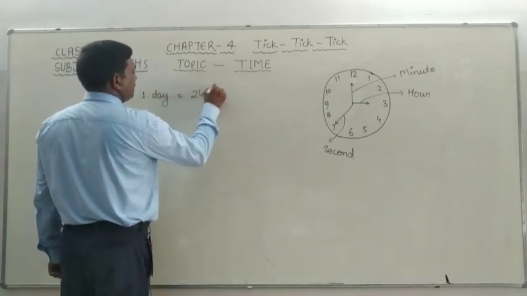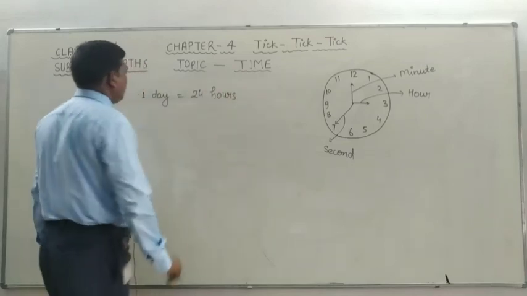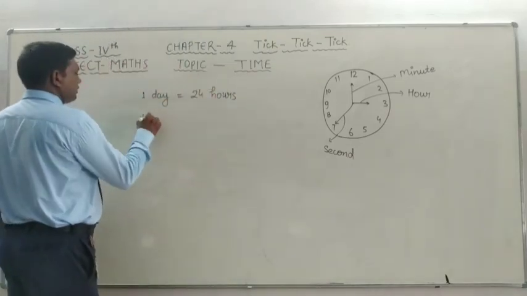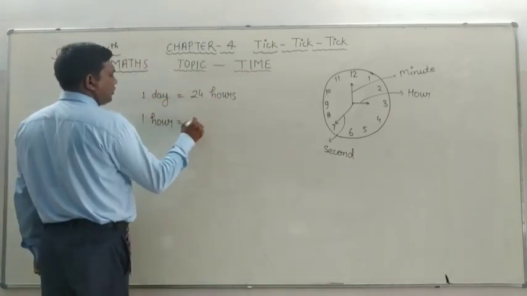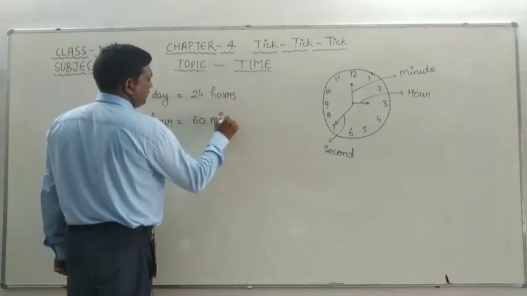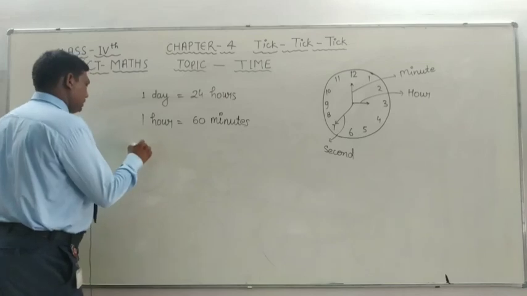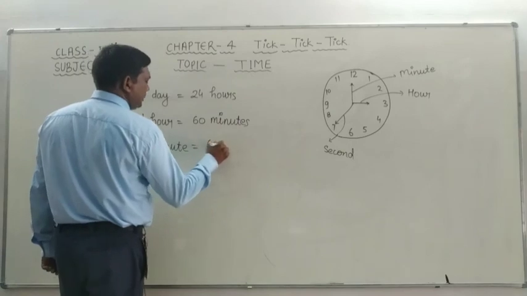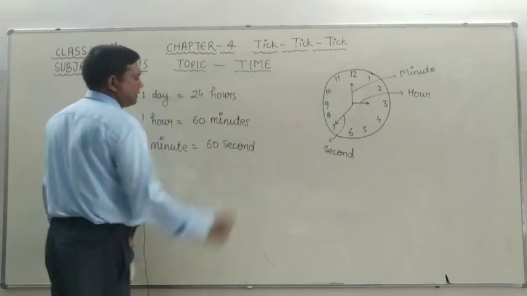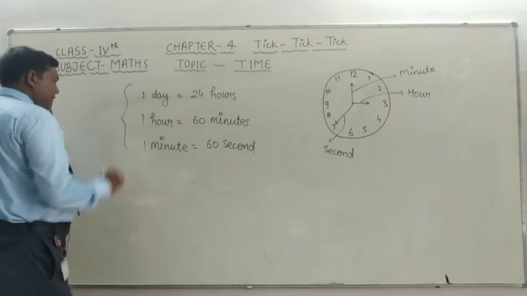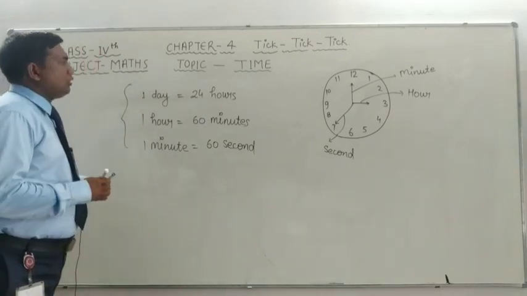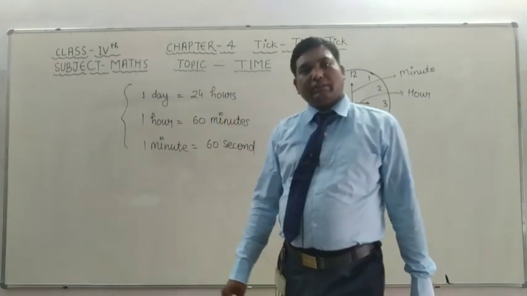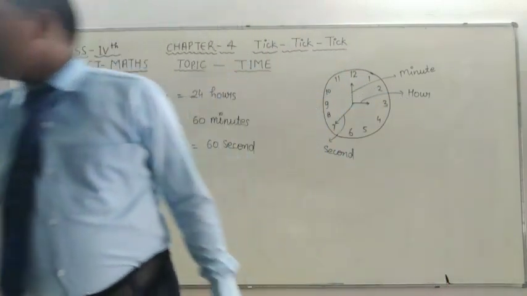Dear students, we know that one day has 24 hours. It means that 1 day is equal to 24 hours. 1 hour is equal to 60 minutes, and 1 minute is equal to 60 seconds. Understand? Dear students, please keep in mind this formula: 1 day is equal to 24 hours, 1 hour is equal to 60 minutes, and 1 minute is equal to 60 seconds. Okay, understand?